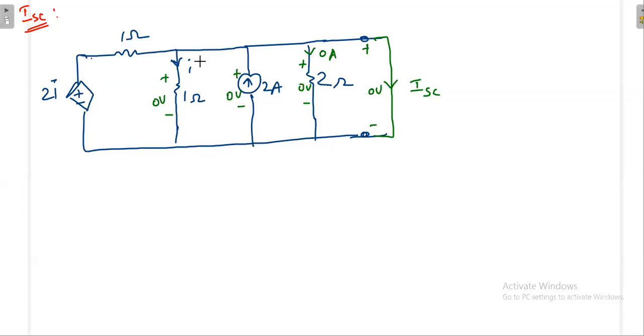Again, I is there. So if this is 0 volt, how much current can go here? If this is 0 volt, 0 divided by 1, that current is 0 ampere. So I got one relation. In this process, I got one relation: my small I is equal to 0 ampere.